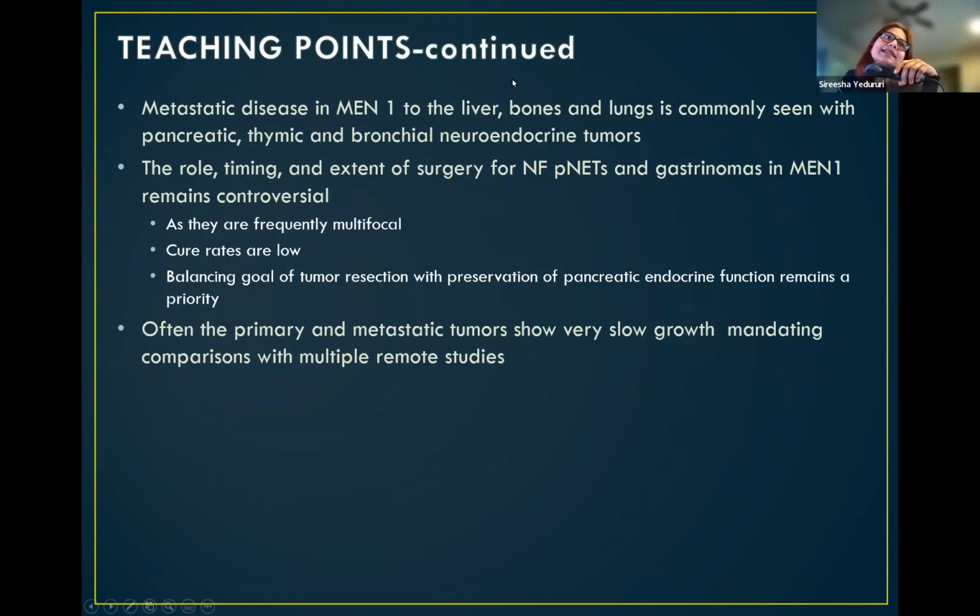So metastatic disease in MEN1 to the liver, bones, and lungs is commonly seen with pancreatic, thymic, and bronchial neuroendocrine tumors. And the role, timing, and extent of surgery for non-functioning pancreatic neuroendocrine tumors and gastrinomas in MEN1 remains controversial, as they're frequently multifocal, cure rates are low, and balancing the goal of tumor resection with preservation of pancreatic endocrine function remains a priority. Often the primary tumor and metastatic tumors show very slow growth, and then we have to compare with multiple prior studies.